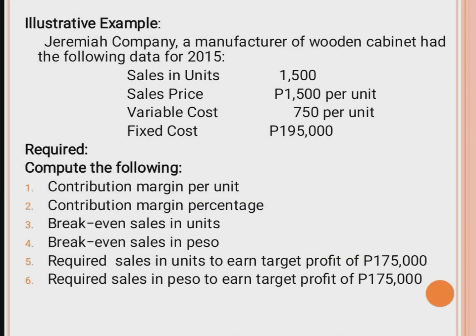Joey Maya Company, a manufacturer of wooden cabinets, had the following data for 2015. Sales in units 1,500, sales price 1,500 per unit, variable cost 750 per unit, fixed cost 195,000. Required, compute the following. Number 1, contribution margin per unit. Number 2, contribution margin percentage. Number 3, break-even sales in units. Number 4, break-even sales in peso. Number 5, required sales in units to earn target profit of 175,000. Number 6, required sales in pesos to earn target profit of 175,000.